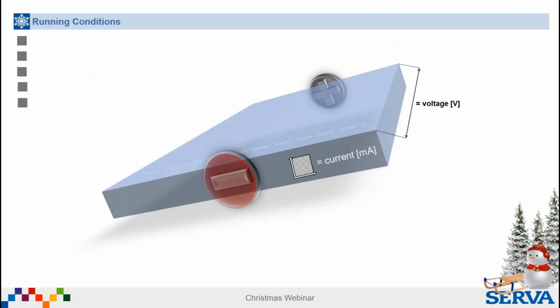For running conditions, this is also something I already showed in the DNA webinar. Nonetheless, it works for SDS-PAGE electrophoresis as well. The current you apply to the gel is always dependent on the area of the gel you have, so the length times the height. And the voltage is your running distance.